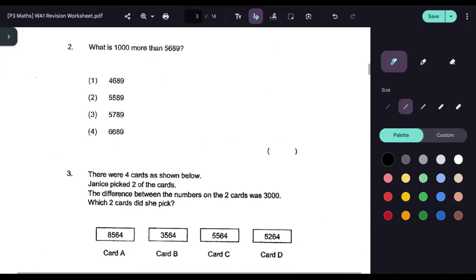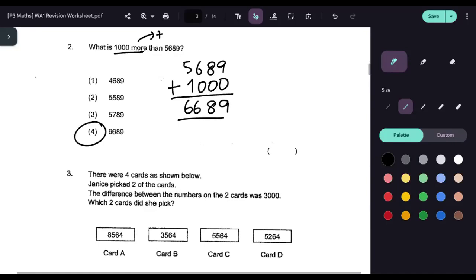Number 2. What is 1000 more than 5689? To understand, they ask for 1000 more. More means plus, so it's 5689 plus 1000, which is 6689. Answer 4. Alright, next.